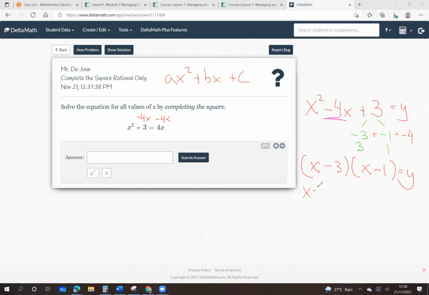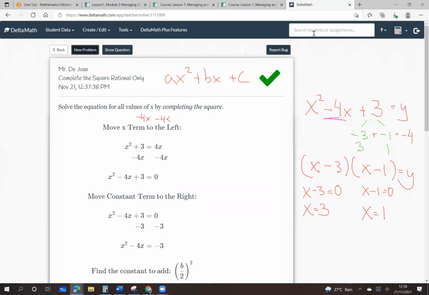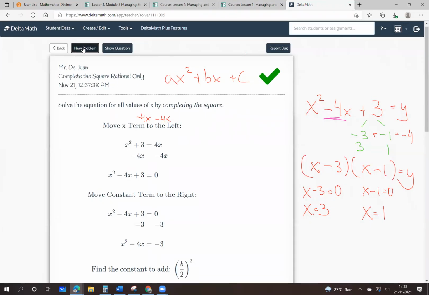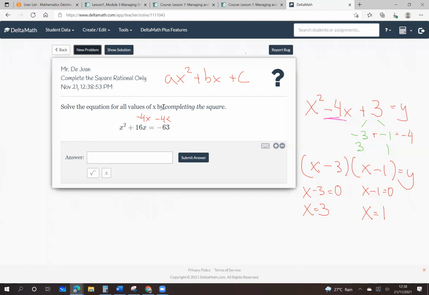So x minus 3 is equal to 0, and x minus 1 is equal to 0. X is equal to 1, x is equal to 3. So what do I put right here? Simple: 3, 1, enter. There we go. New problem. One last one in case we're still struggling, okay?